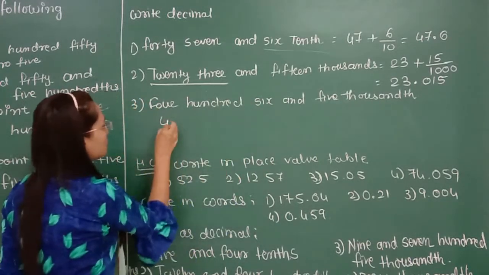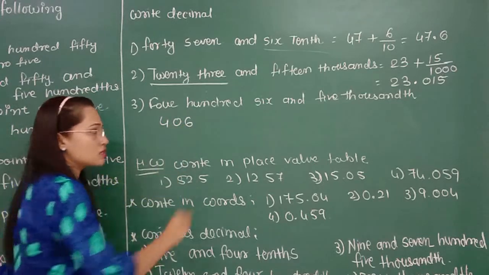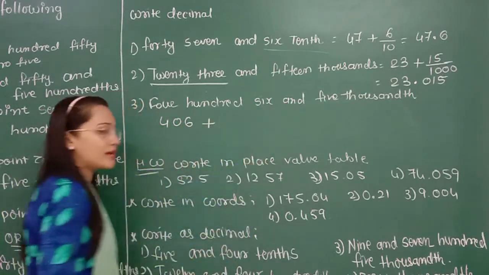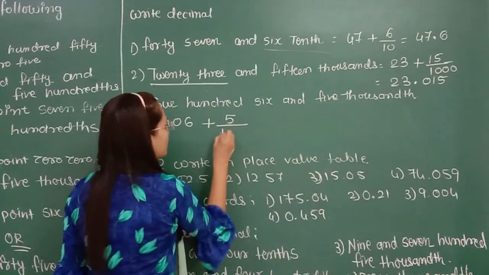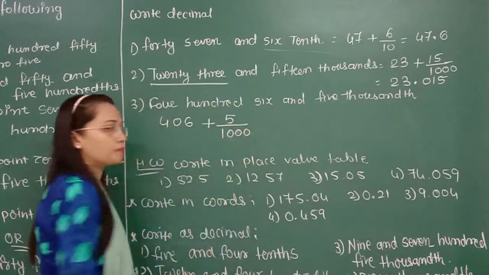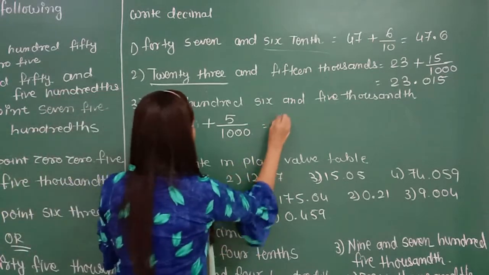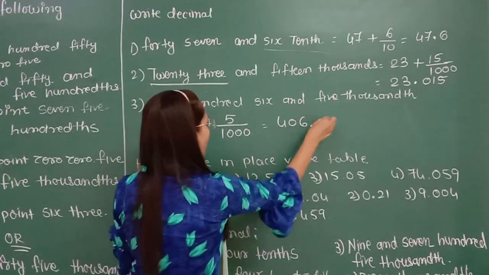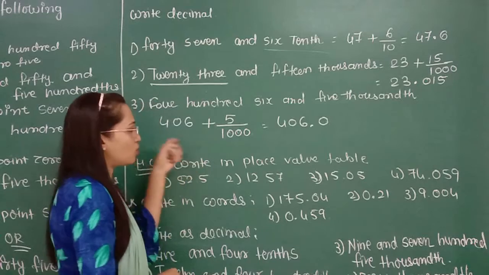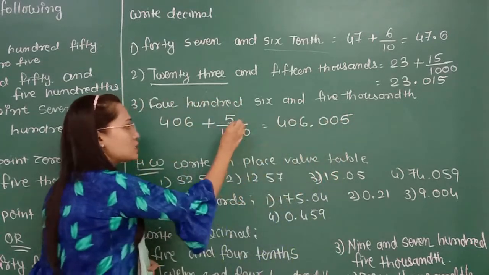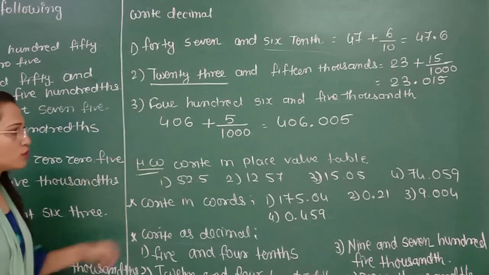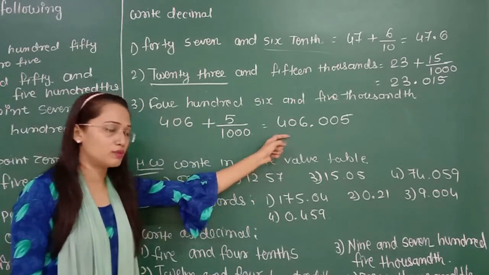Okay. Now next one, 406. So it is 406 like this, and is there, means we have a decimal point. 5 thousandths. So it is 5 divided by 1000. So what is the decimal point? 406 point. 10th part is 0, 100th part is 0, 1000th part is 5. So it is 005. So this way we can write the decimal.